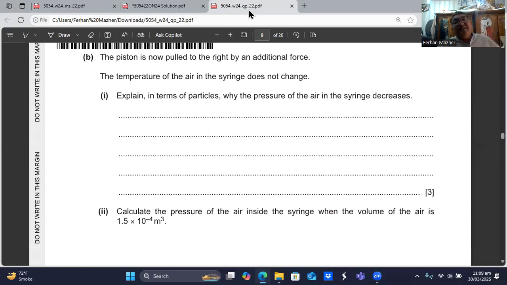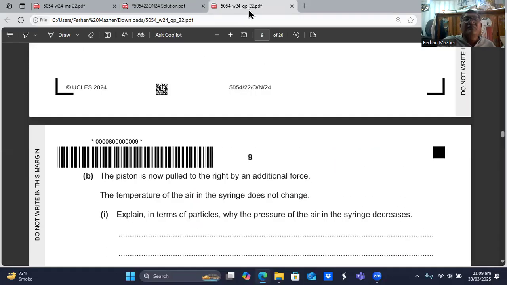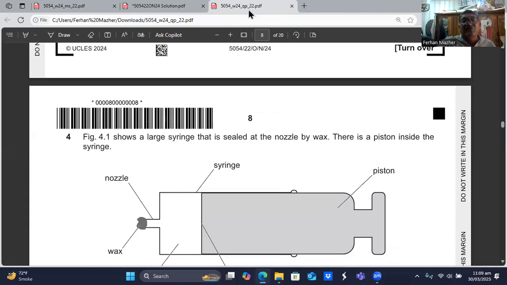B part: the piston is now pulled to the right by an additional force. The temperature of the air in the syringe does not change. Explain in terms of the molecules or particles why the pressure of the air in the syringe decreases. You see, if you move this piston to the right, what will happen?